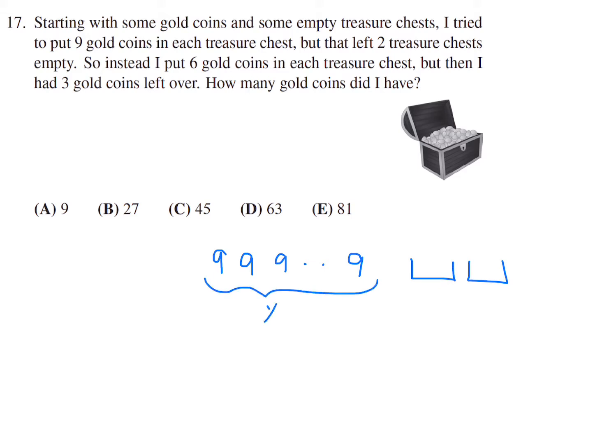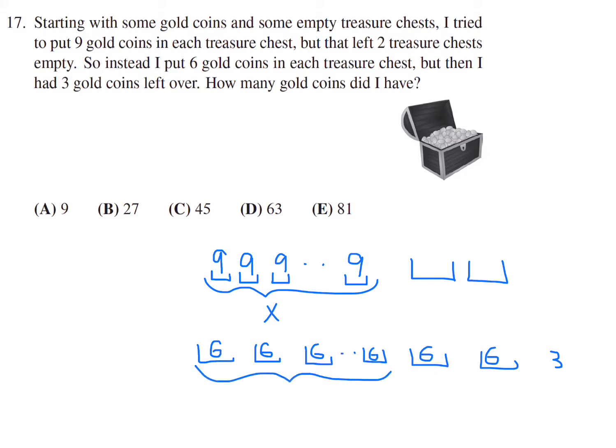So let's say there's X treasure chests there. 1, 2, 3, until X. And then with the second situation, we put 6 in all the treasure chests, and then you still have 3 left over. So like this. So this is X, and this is obviously 2 treasure chests.